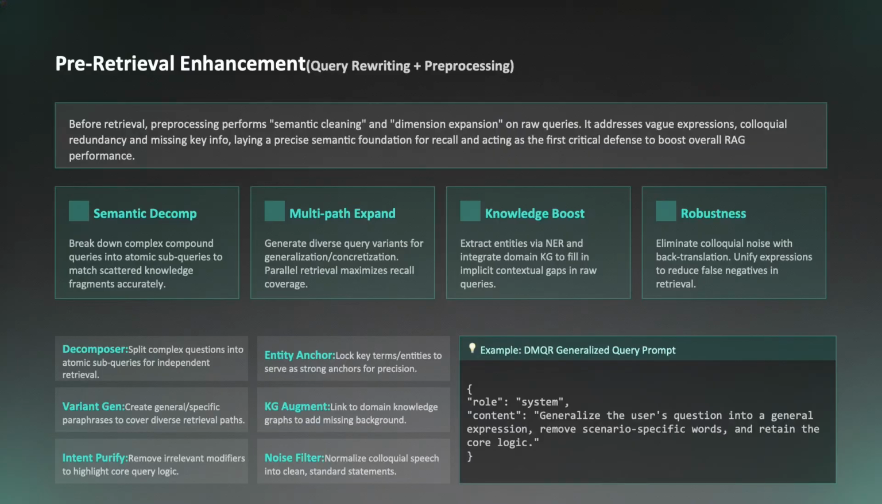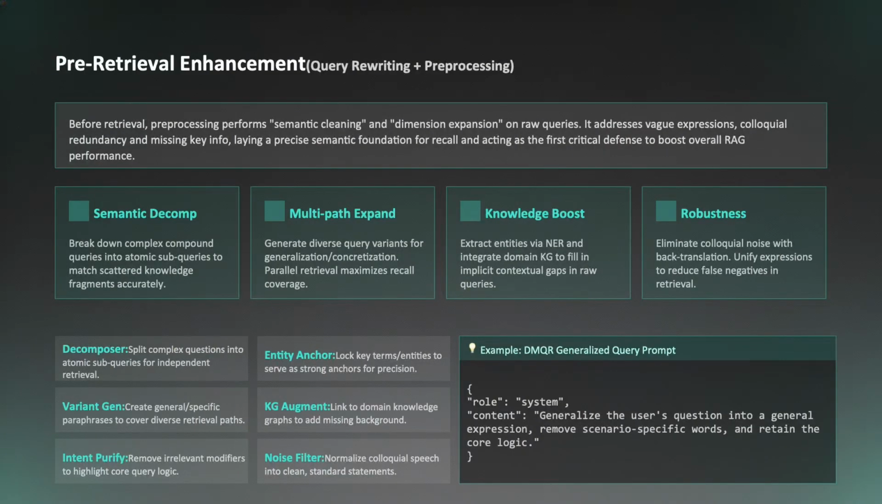Second, multi-path expansion. Generate multiple query variants from generalization, concretization, and keyword extraction angles, running parallel retrieval to maximize recall coverage and avoid missing relevant documents. Third, knowledge boosting: extract entities via NaiveRAG, and combine domain knowledge graphs to fill implicit contextual information missing in the original user query. Fourth, robustness optimization via back translation.